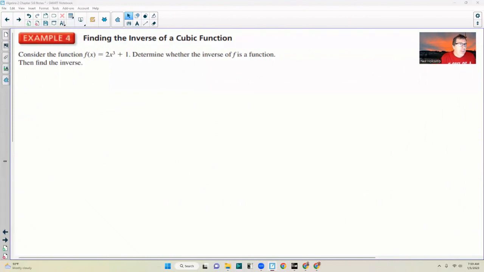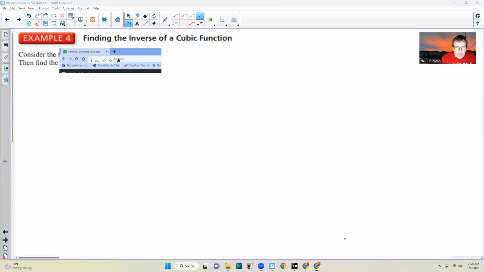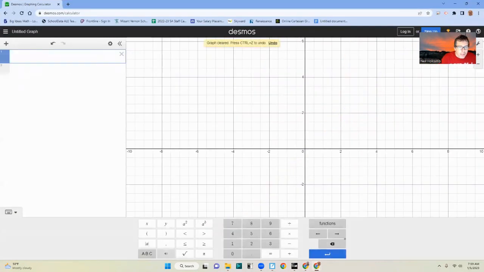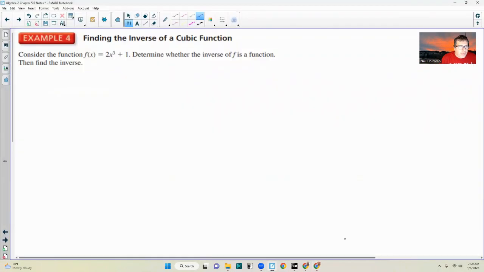Okay, example 4 is finding the inverse of a cubic function. Consider the function f of x equals 2x cubed plus 1. Determine whether the inverse of f is a function, then find the inverse. So I'm just going to graph this in Desmos. Let me clear this last problem.